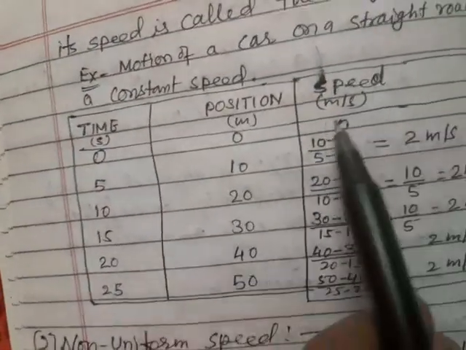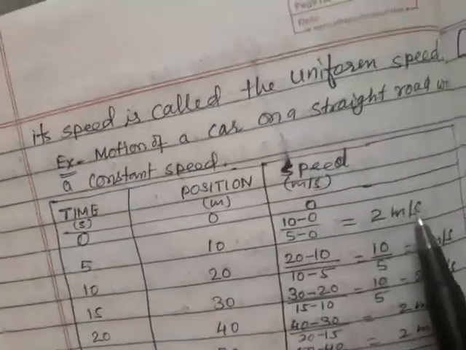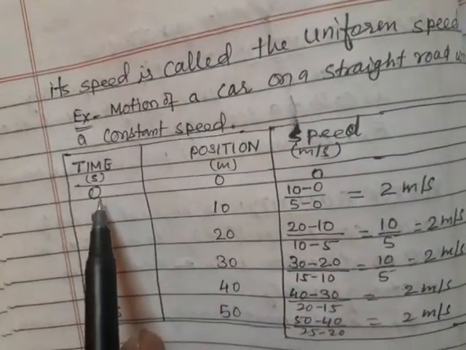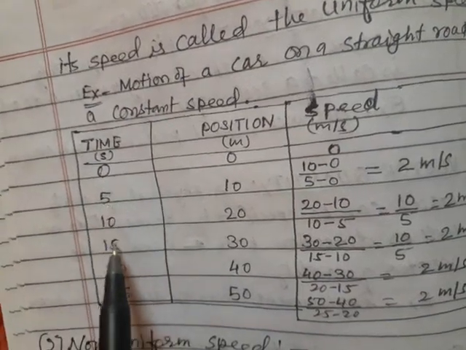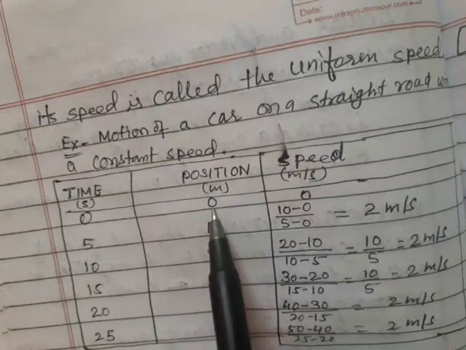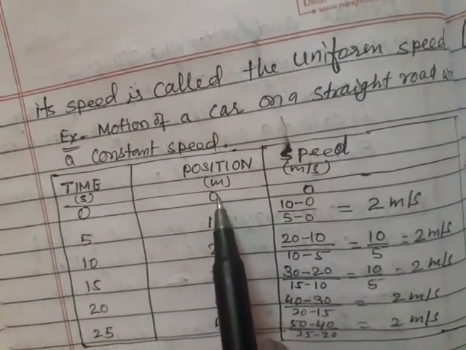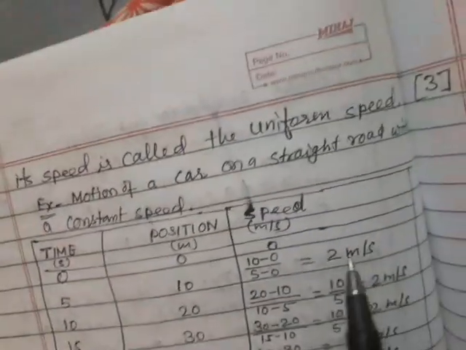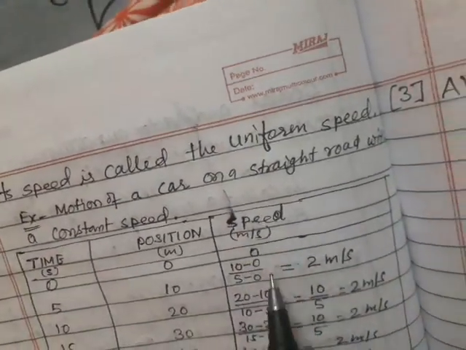Now take an example of a position-time table which can specify uniform motion. Say in this, the time interval is taken as 0, 5, 10, 15, 20, 25. And in this time interval, the position of the object is 0, 10, 20, 30, 40, 50. Now we find the speed.